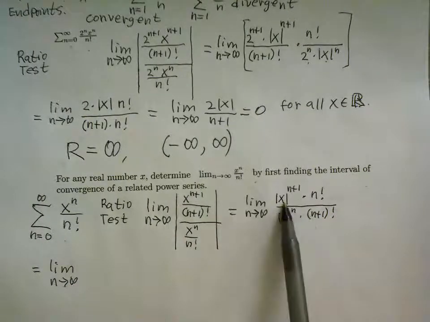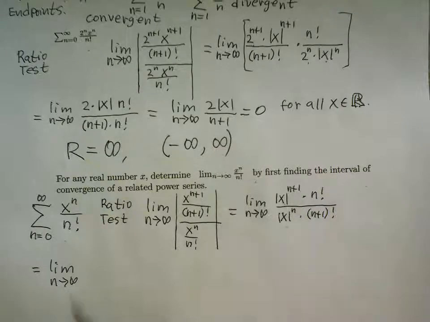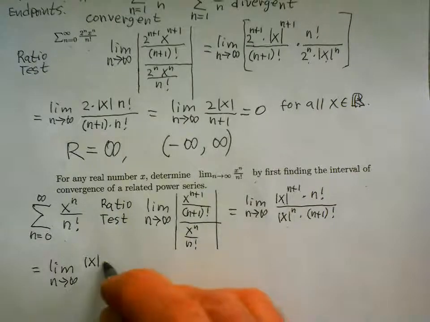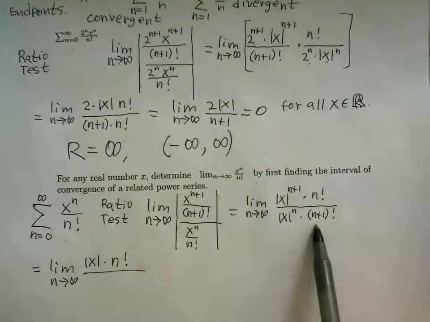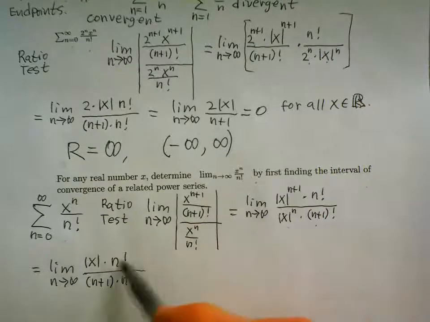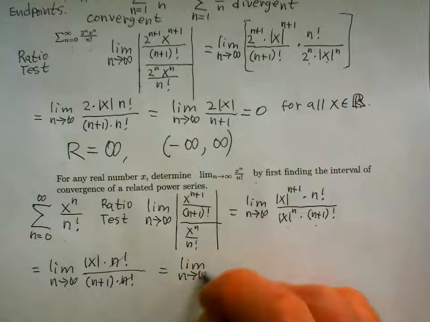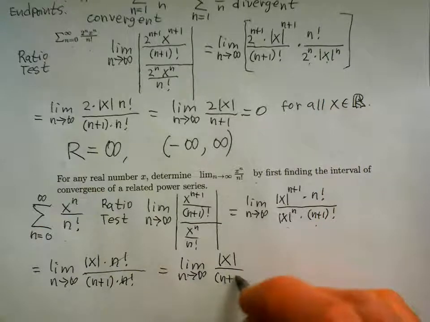Okay, so the absolute value of x to the n plus 1 divided by the absolute value of x to the n simplifies to the absolute value of x in the numerator. And then we'll write n factorial in the denominator, replace n plus 1 factorial with n plus 1 times n factorial. And n factorial divided by n factorial equals 1. So this limit, as n approaches infinity, of the absolute value of x over n plus 1.